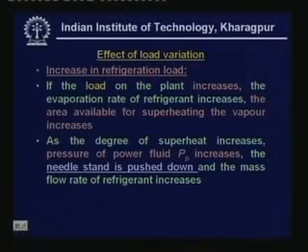Once the feeler bulb temperature increases, the power fluid stored inside the feeler bulb also increases in temperature, and once the power fluid temperature increases, its pressure increases. So ultimately, when the load increases, the pressure in the feeler bulb increases. This pressure is acting on the bellows, so the pressure acting on the bellows increases when the load increases. So what happens when the pressure acting on the bellows increases? The needle stand is pushed down and the mass flow rate of refrigerant increases.